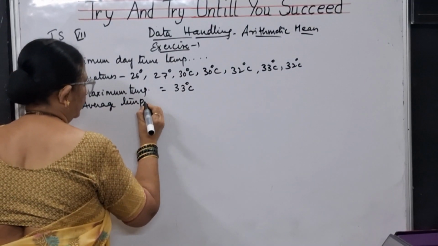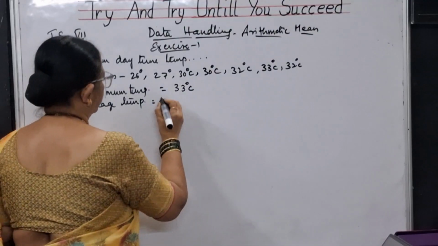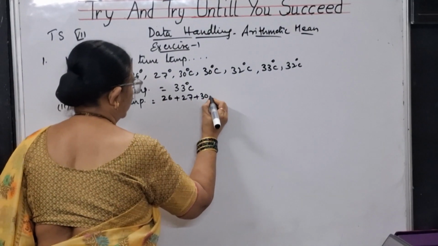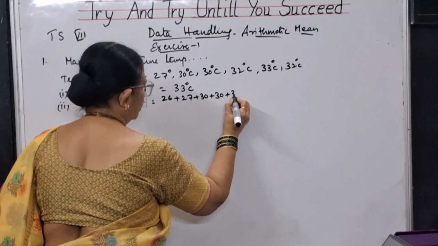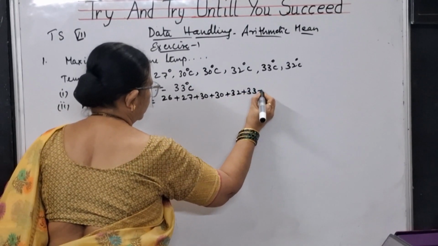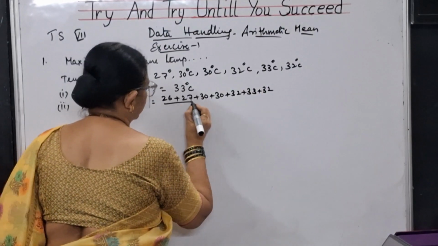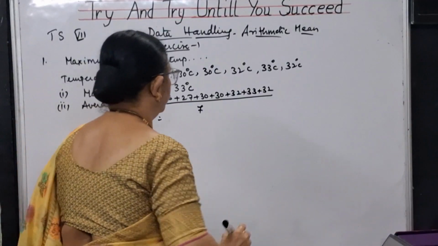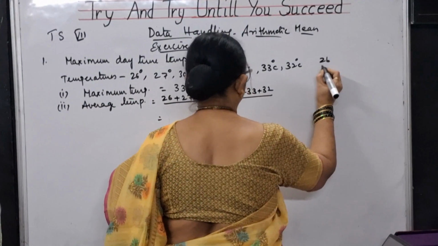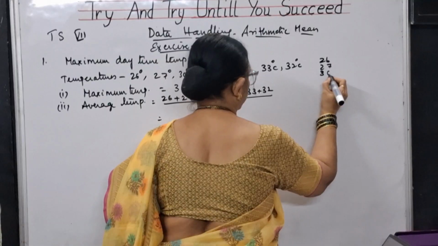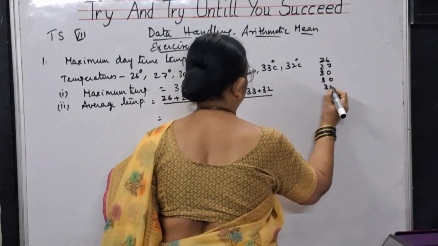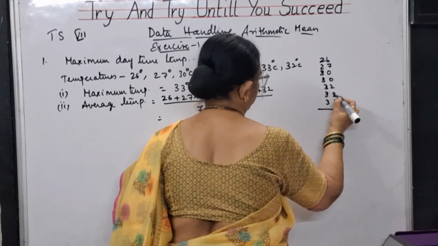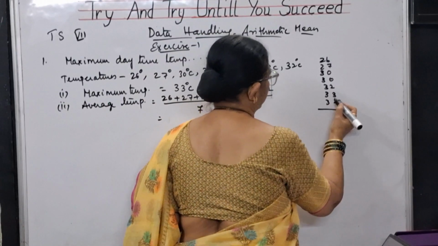Average temperature, that is the sum of the observations: 26 plus 27 plus 30 plus 30 plus 32 plus 33 plus 32, divided by the number of observations, which is 7. So let us see: 26, 27, 30, 30, 32, 33, 32. So how much are you getting?